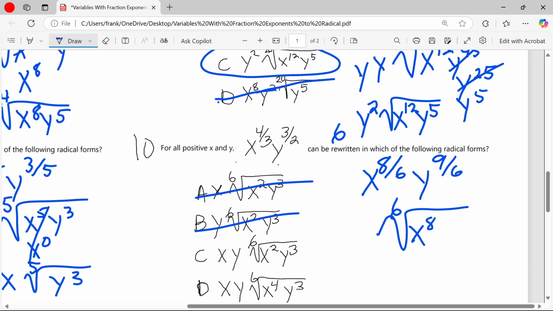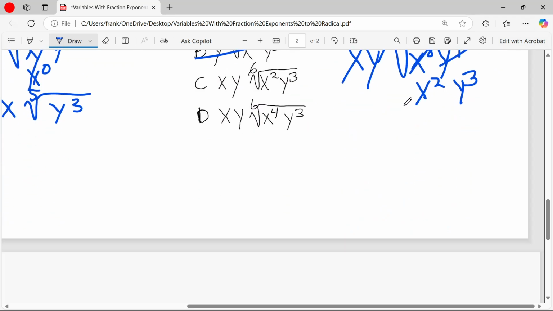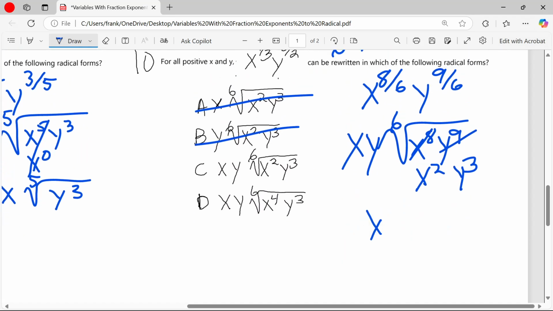X to the 8th. Y to the 9th. 8 is bigger than 6. So 8 minus 6 is 2. I'll put an x outside. And now 2 is smaller than 6. 9 minus 6 is 3. I'll put a y outside. 3 is now smaller than 6. So I can't do anything more. It's xy, the 6th root of x squared y cubed.